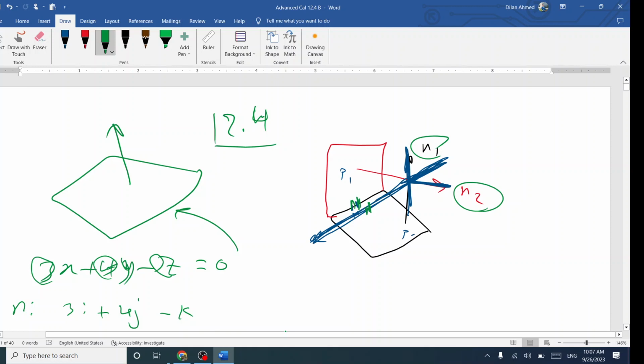We get it from the equation of the plane. So we are going to use the coefficients. We get it from the coefficients.